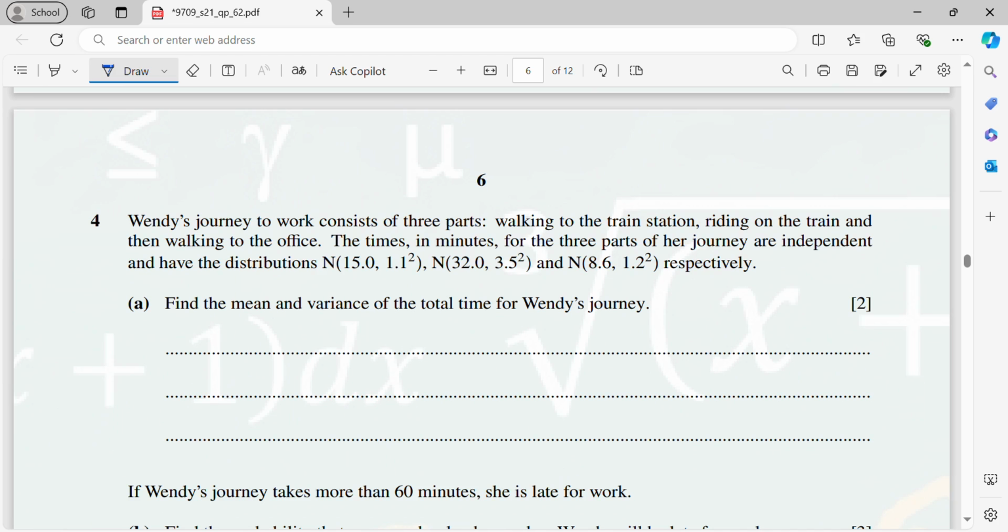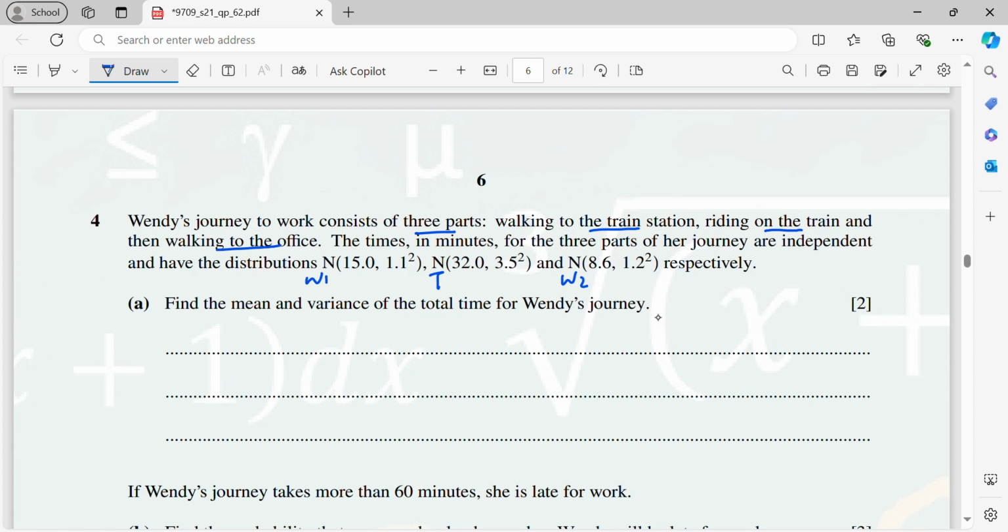Okay, question number 4. The journey to work consists of 3 parts: walking to the train station, riding on the train, and then walking to the office. The times in minutes for these 3 parts. Okay, this is for walking to the train. This is the train, and then this is another walking. Right. So now find the mean and variance for the total time for the journey.